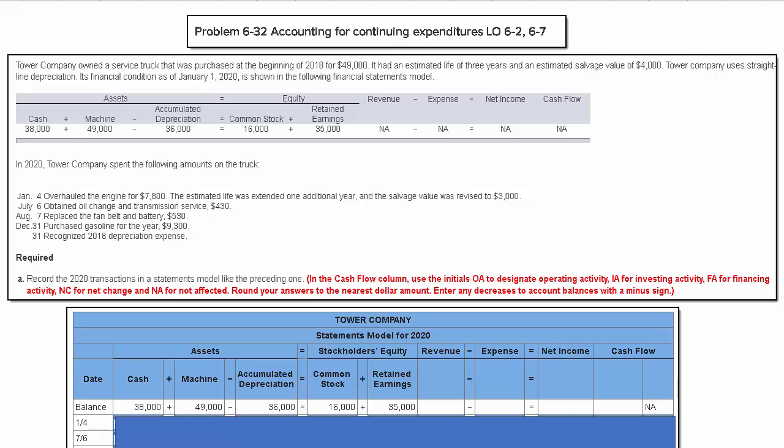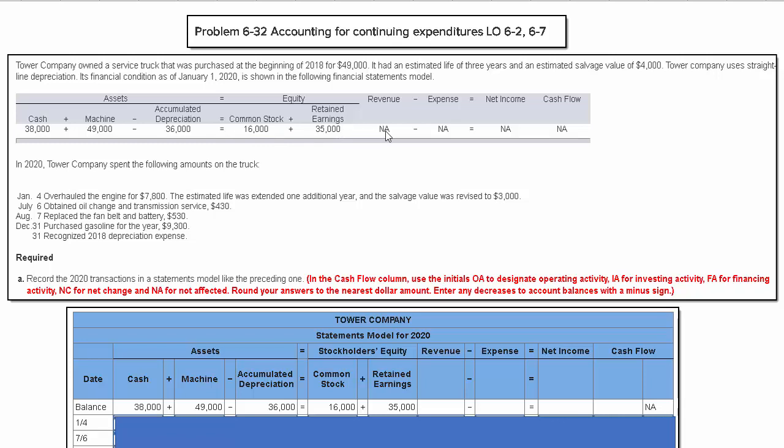Its financial condition as of January 1st, 2020, so we're in our third year now, is shown in the following financial statement model. So what do we see? They had $38,000 of assets. They had $49,000 as the cost of the machine. Well, that makes sense because there's the $49,000 they talked about. They've taken $36,000 of depreciation through the end of the year 2019. Common stock is $16,000 and $35,000 retained earnings.